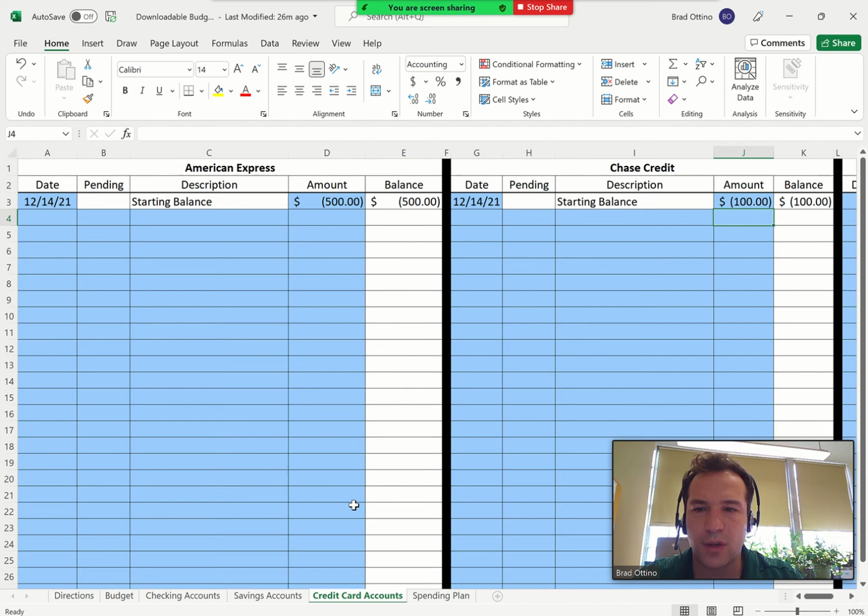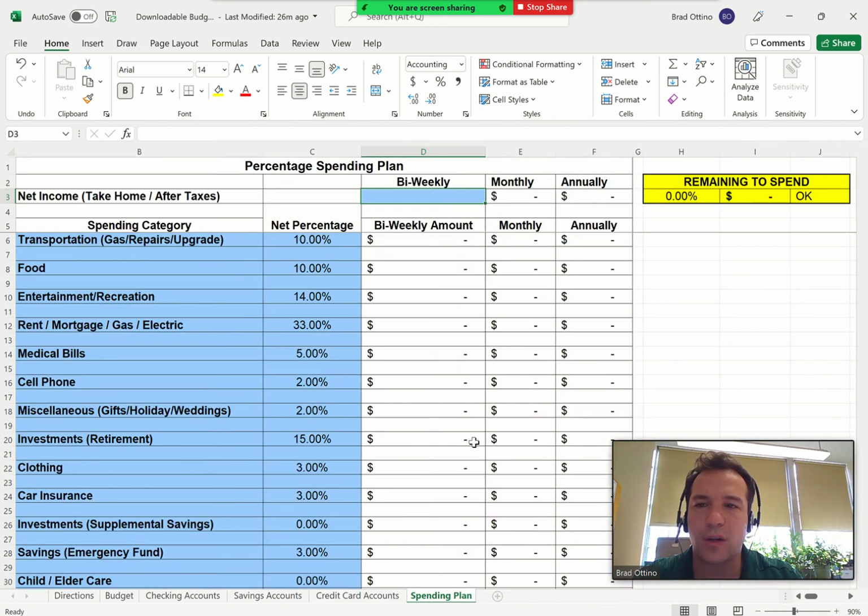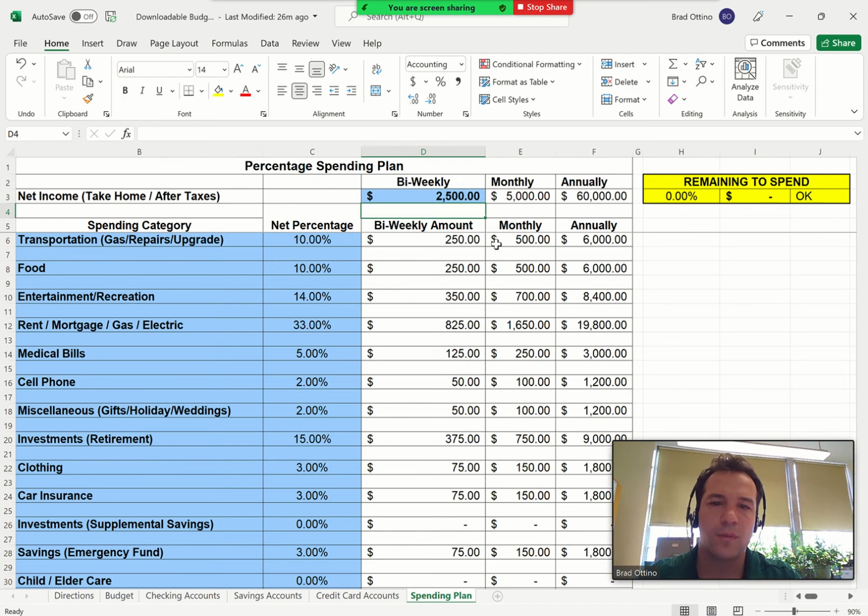Now that all our accounts have a starting balance, let's go over to our spending plan, and we're going to enter how much we collect after taxes, after benefits, our net take-home pay biweekly. So twice a month, what is your paycheck? Mine is about $2,500. I'll type that in, hit enter, and you can see all of these other fields populate. What will happen eventually is every time we get a paycheck, $250 will go into our transportation category, $125 will be dedicated to medical bills, and so on.